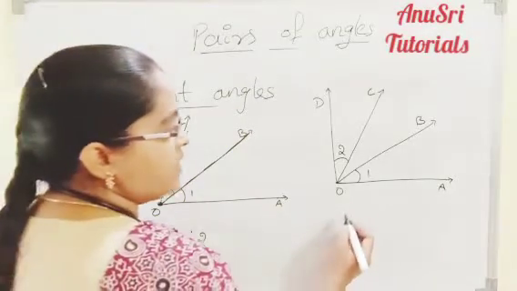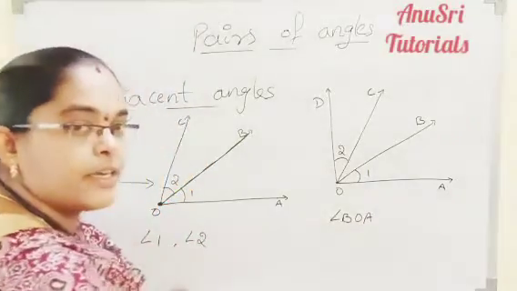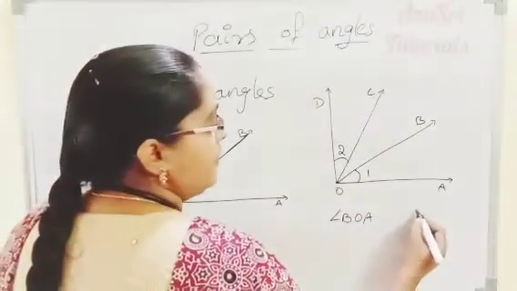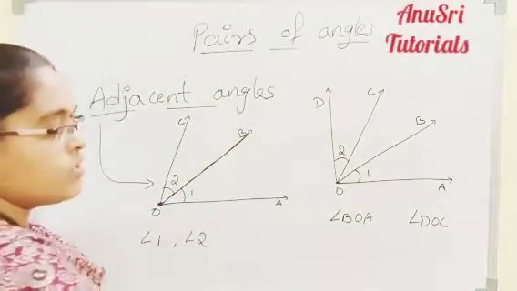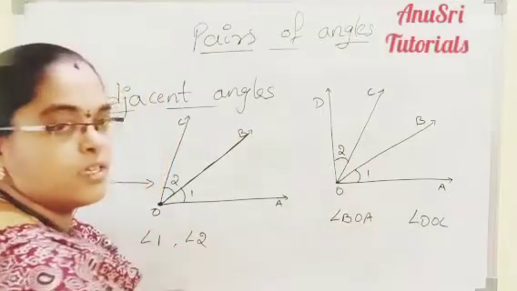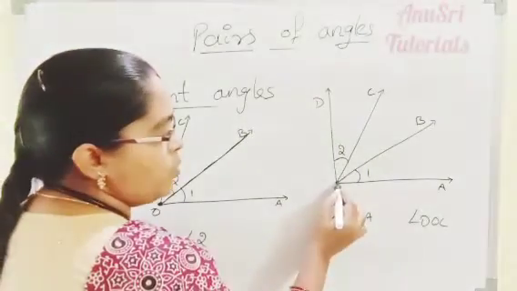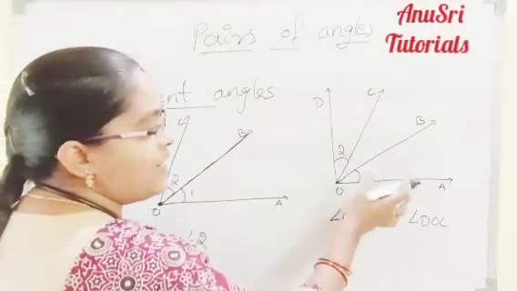So what is the first angle? Angle BOA is the first angle. And what is the second angle? Angle DOC is the second angle. So see here, the first angle and the second angle are at the same vertex only. For these two angles we have O as the only vertex. So the first condition is satisfied. Now, is there any common arm?